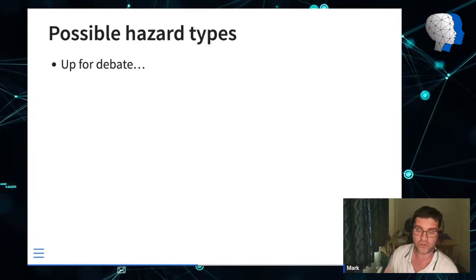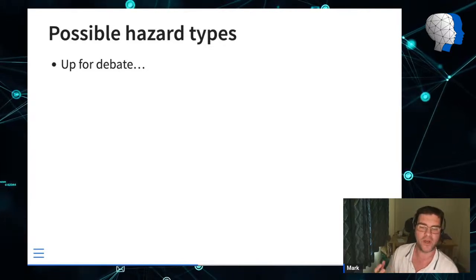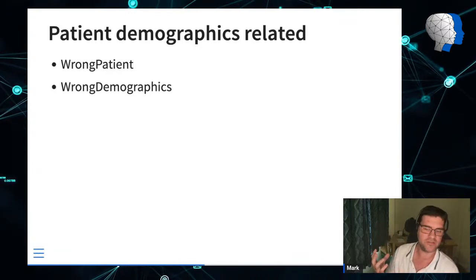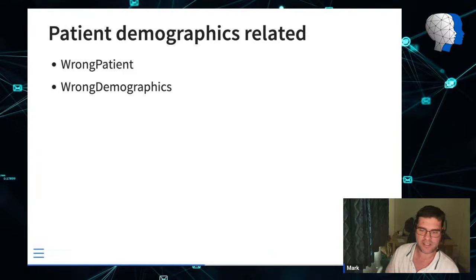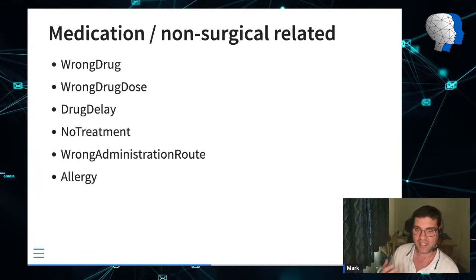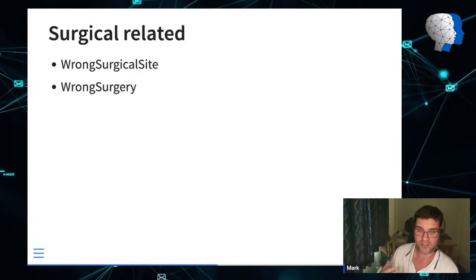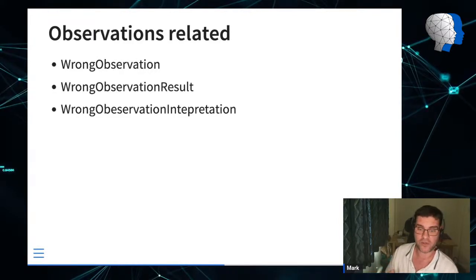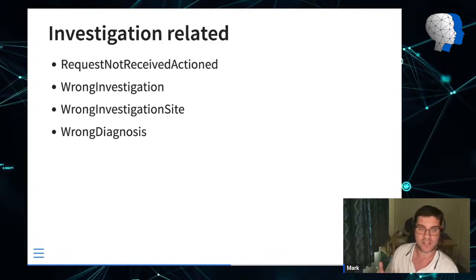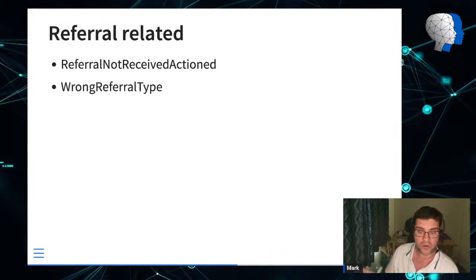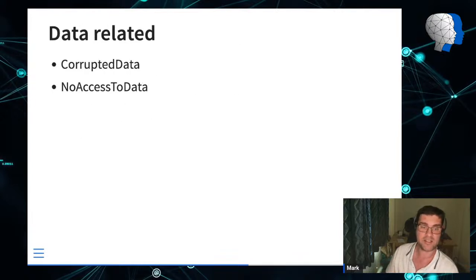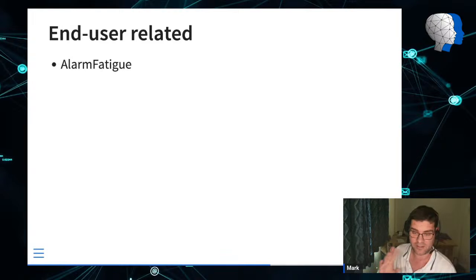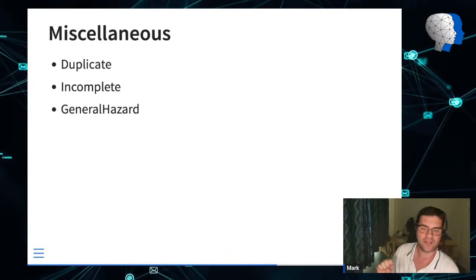So that makes you wonder, what would these hazard types be? I won't go through this in great detail, and I've broken these down into sub types. You could have patient demographics related, so wrong patient, wrong demographics, medication related, surgical. You could have observations, so wrong observation, wrong result, wrong interpretation, investigations related, referrer related, clinical interaction related, data, security, system related, end user related, alarm fatigue, which is my big bugbear, and the miscellaneous and so on.